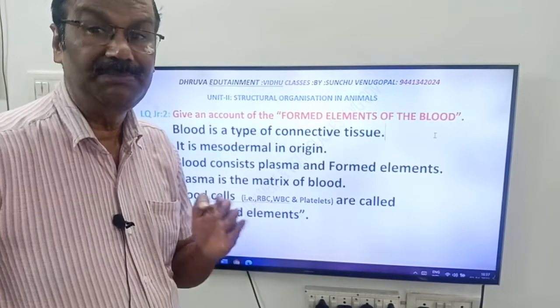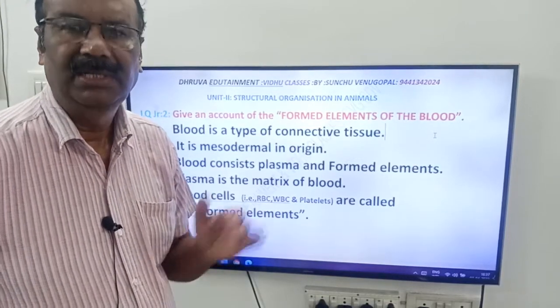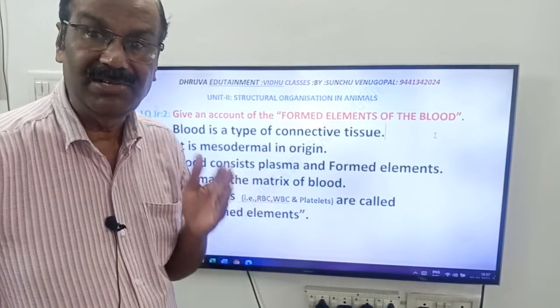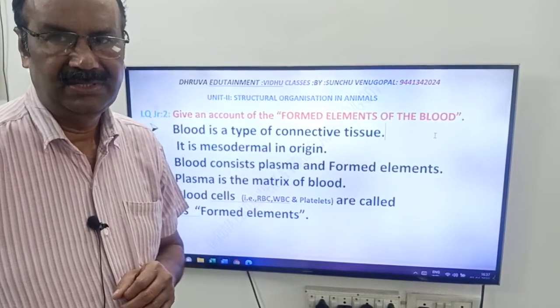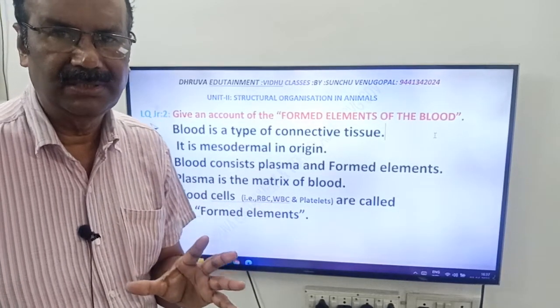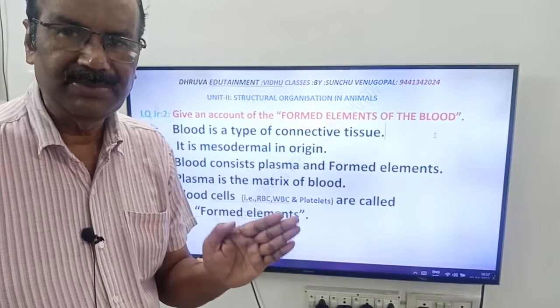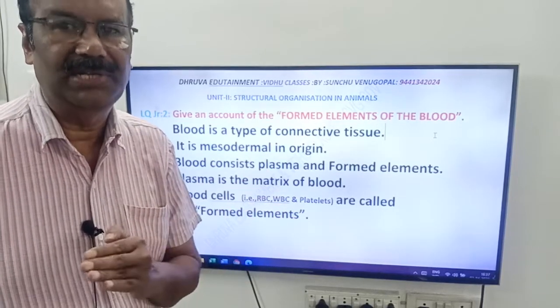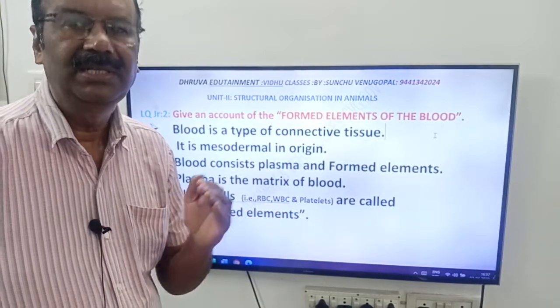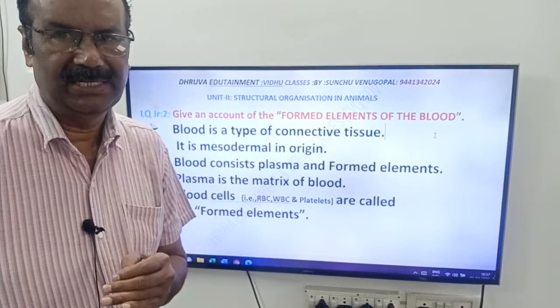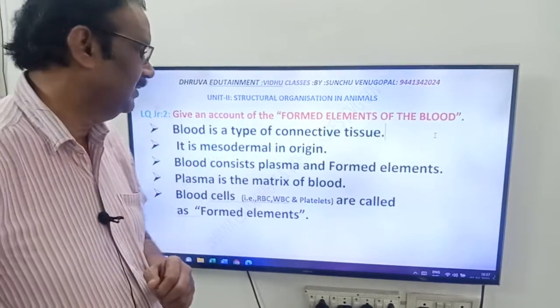You have to write about the blood cells. Formed elements means blood cells, friends. It is a new word, formed elements. Formed elements means what, friends? Blood cells. Write about red blood cells, white blood cells and platelets. Okay friends? Now come to our answer.